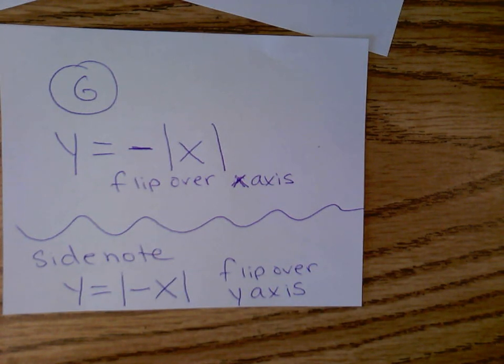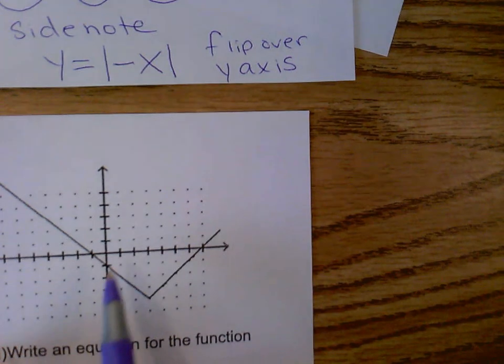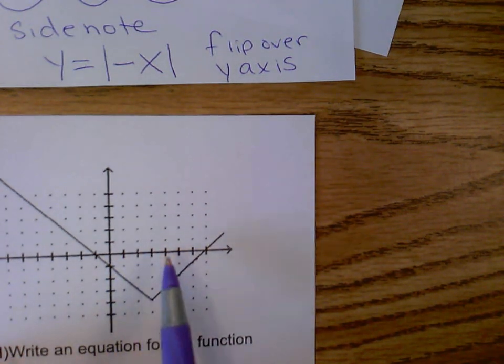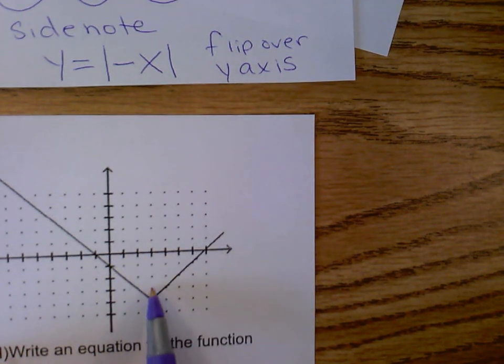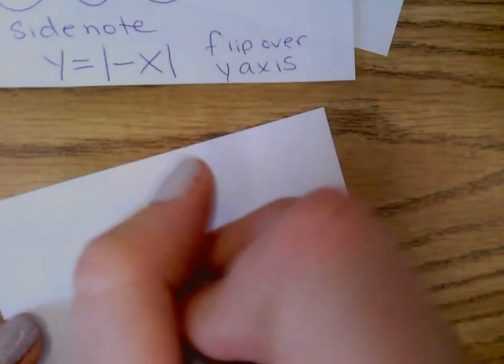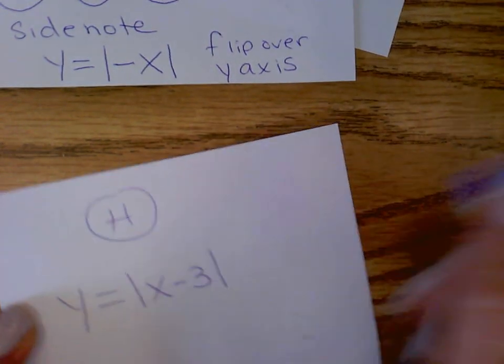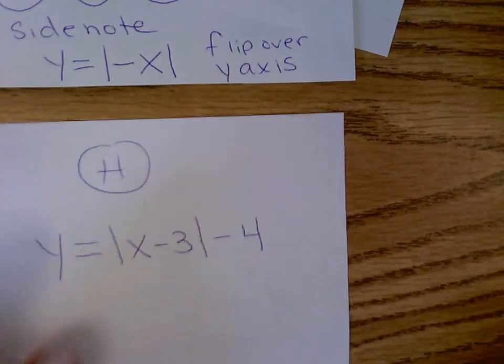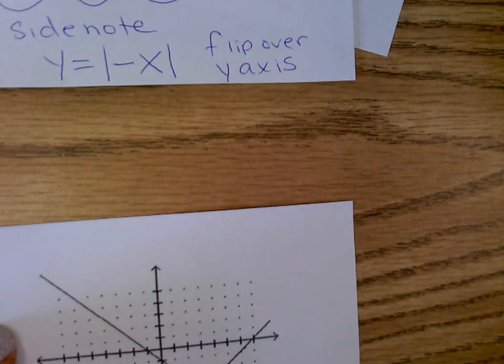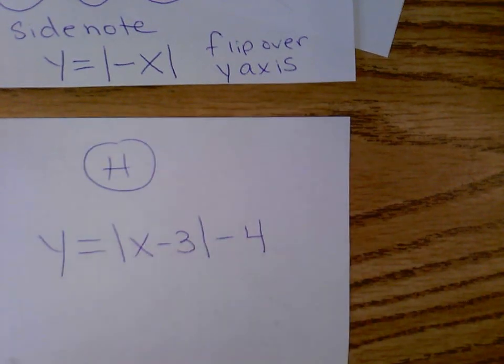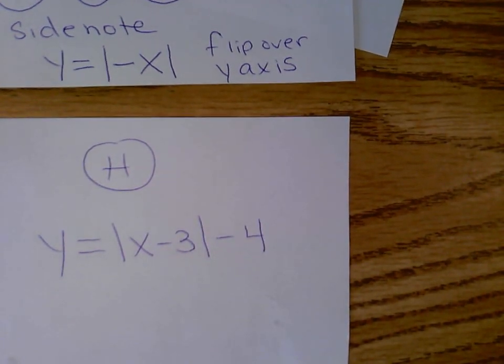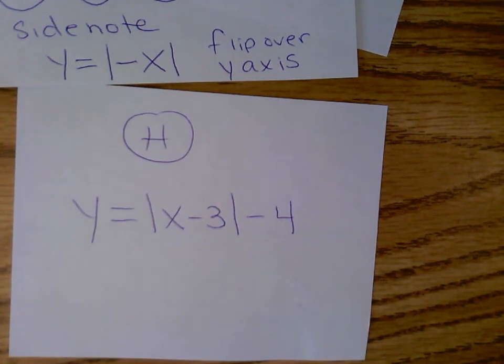Good on that one? Can I go to H? So H, you have to write the whole equation for the function. So I'm going right 1, 2, 3, and down 1, 2, 3, 4. So right 3 would be x minus 3, down 4, right? So is that the right equation? Down, right 3, down 4. So x minus 3, and then the minus.